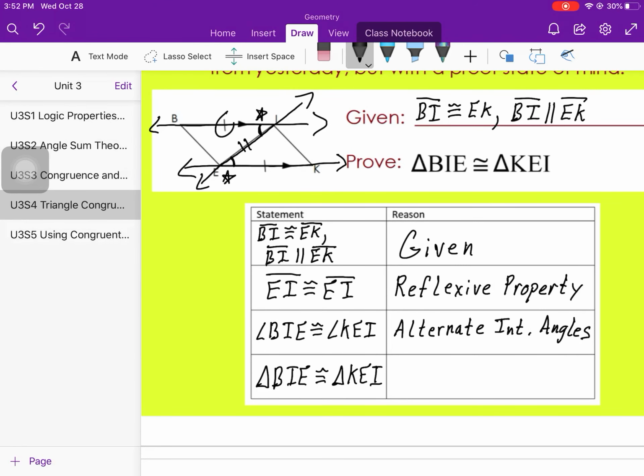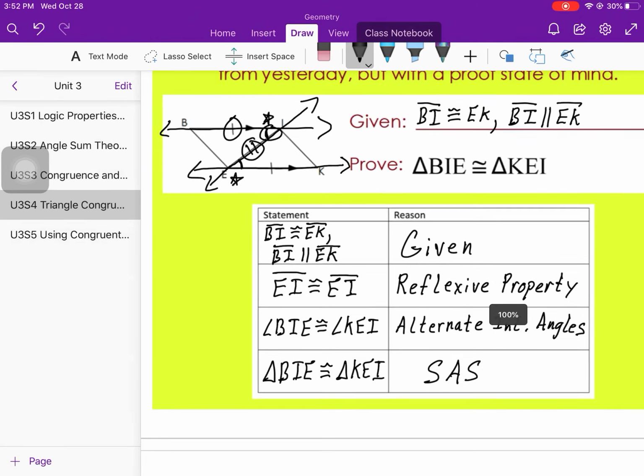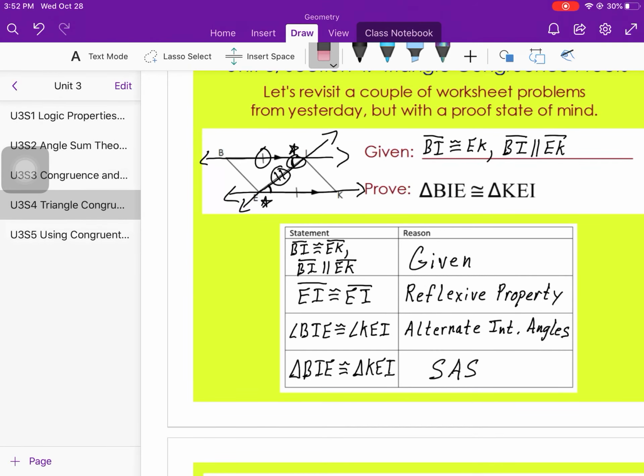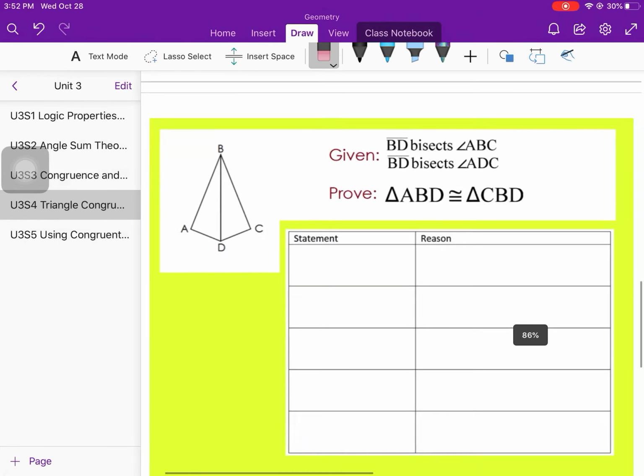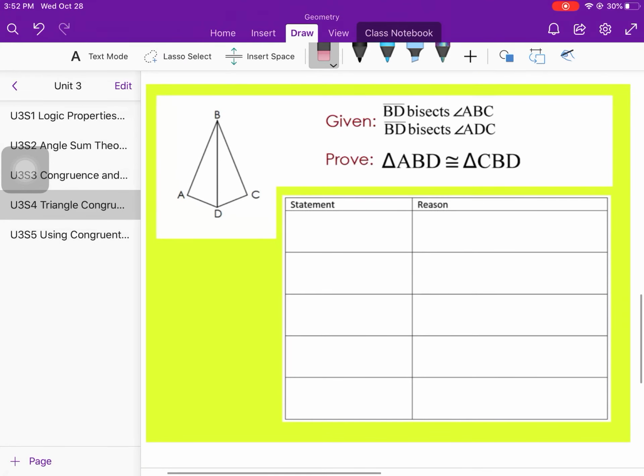Lastly, how did we prove that the triangles are congruent? We got to where we need to. We have a side, we have an angle, and then we have a side for each triangle. So we use the shortcut of side, angle, side to prove they are congruent. All right, that probably feels really weird. The first time that we look at proofs, it's difficult. I completely understand. So let's go ahead and try another one here.